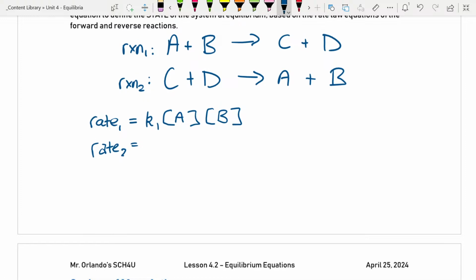What will the rate of reaction 2 be? K2 times the concentration of C times the concentration of D. Okay. Does that make sense? Feel comfortable with that? Okay. Now, these are the rate laws for reactions 1 and 2.